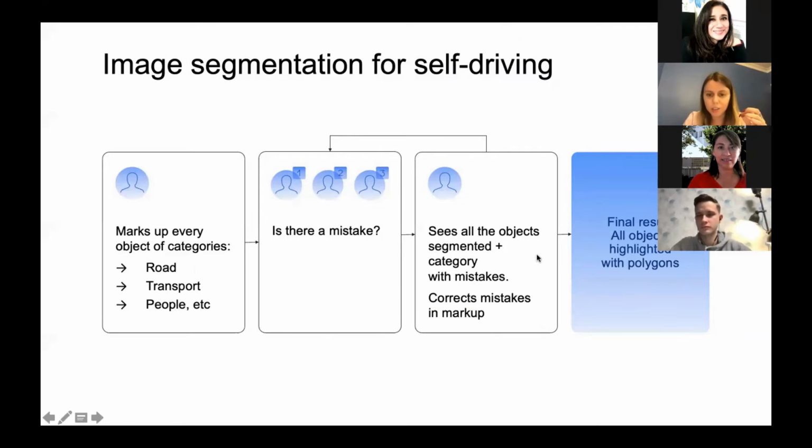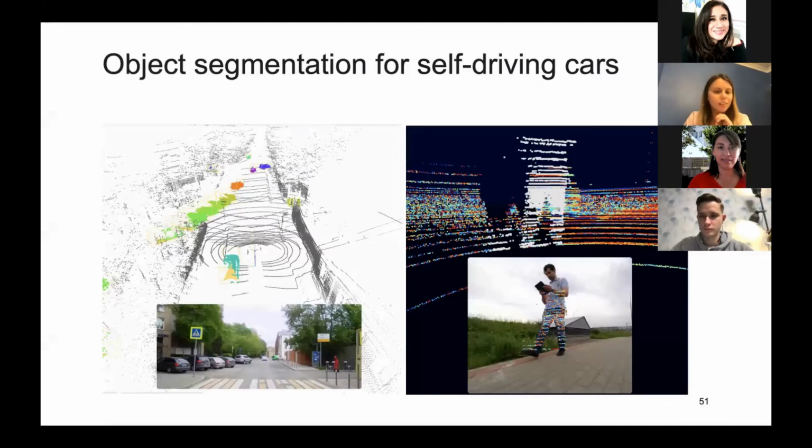And then you collect all, and if there are mistakes, you give it back, like you need to outline the objects one more time. And then you ask different performers to correct mistakes and to segment objects. And then you get final results, and you have photos highlighted with polygons. And to build these photos, you need lots of pipelines.